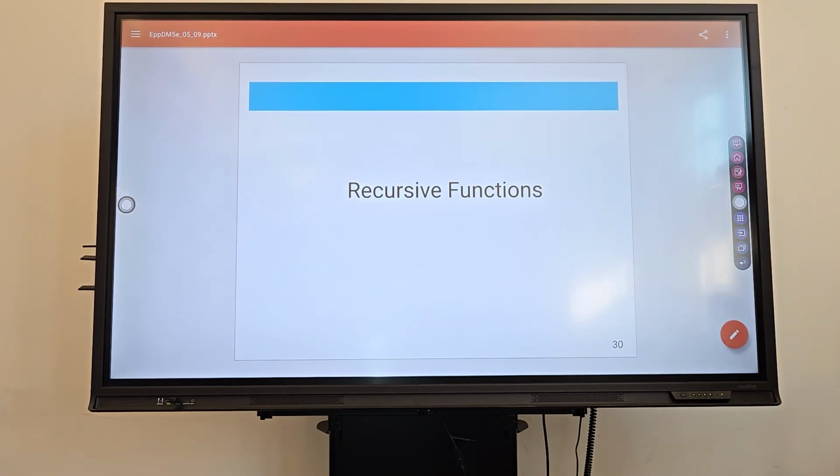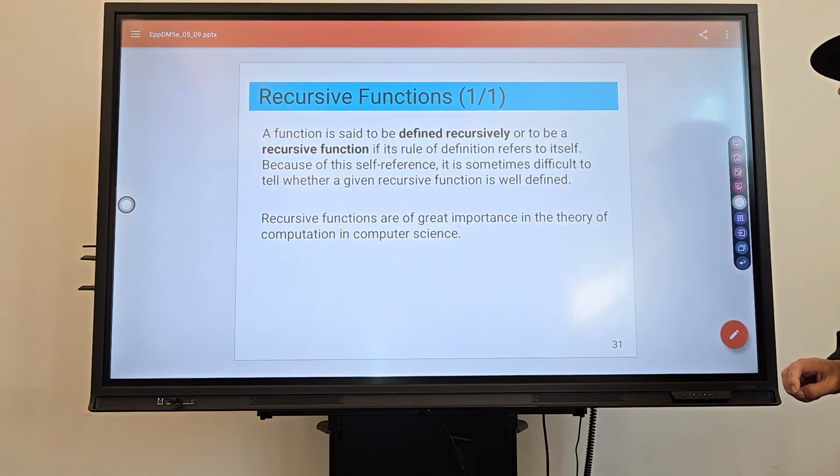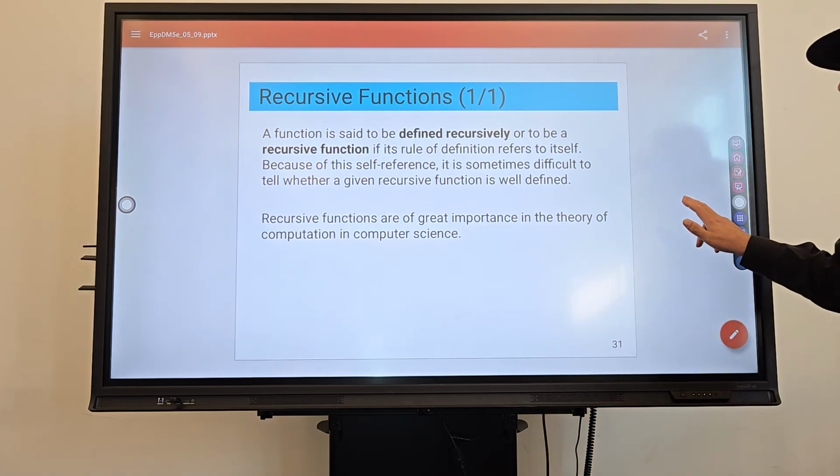Now we get into recursive functions. A function is said to be defined recursively, or to be a recursive function, if its rule of definition refers to itself. Because of this self-reference, it is sometimes difficult to tell whether a given recursive function is well defined. Recursive functions are of great importance in the theory of computation in computer science.